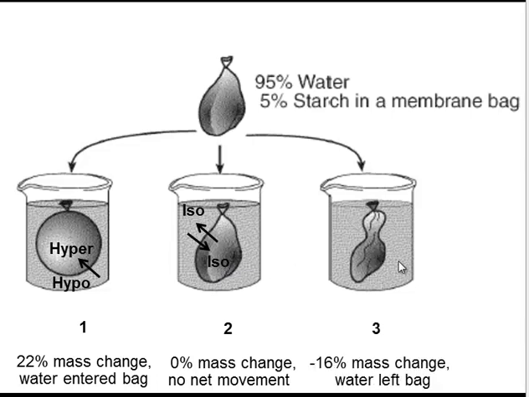Finally, in solution 3, we might observe that the bag loses 16% of its mass. Its mass decreases because water is leaving the bag by osmosis. It's leaving the bag by osmosis because the bag itself is hypotonic and the solution is very concentrated with starch, for example, and hypertonic. And so water leaves the bag by osmosis.